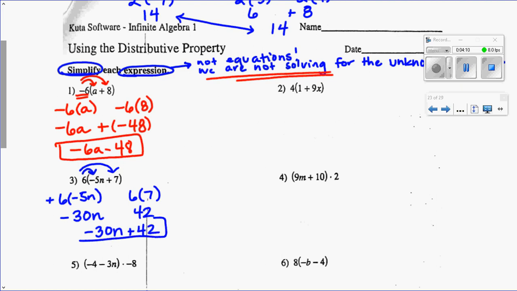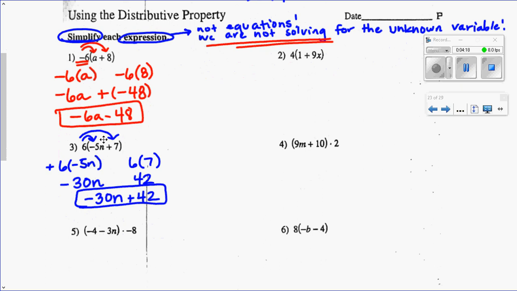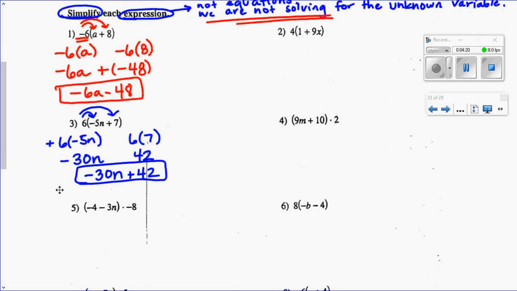And we are just leaving that. A lot of kids are going to want to add those together. They're going to want to somehow combine negative 30 and positive 42, but we can't do that because we don't know what the n is. I promise you, this is as much as you can simplify it.